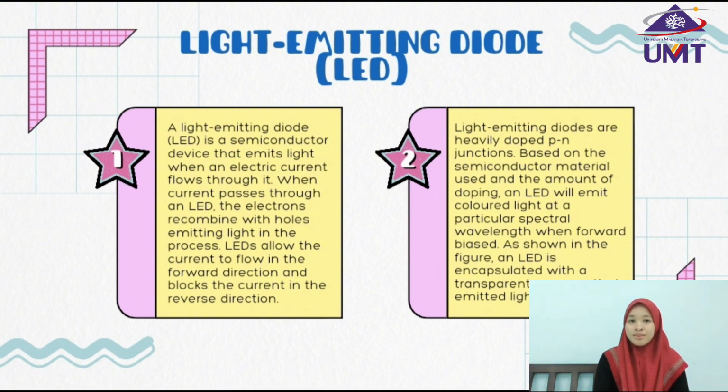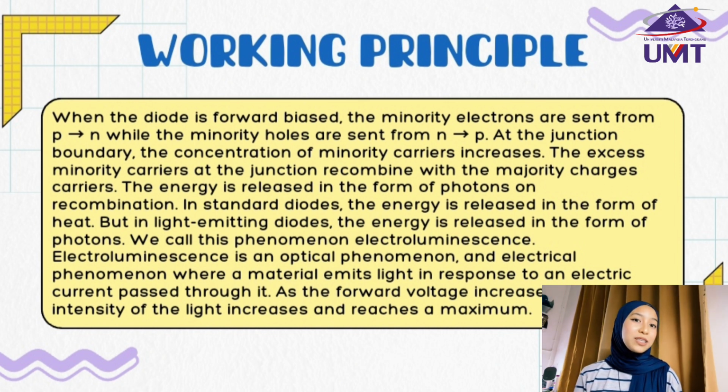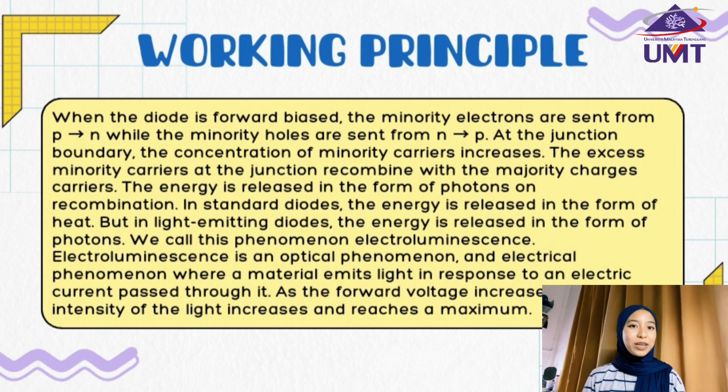I will talk about the working principle of a light-emitting diode. When the diode is forward biased, the minority electrons are sent from P to N, while the minority holes are sent from N to P. At the junction boundary, the concentration of minority carriers increases, while the excess minority carriers at the junction recombine with the majority charge carriers. The energy is released in the form of photons on recombination.